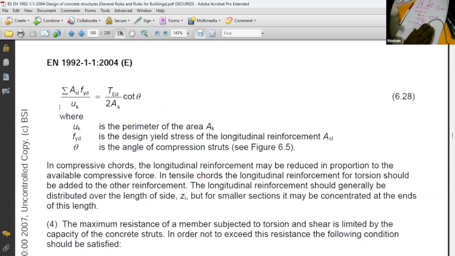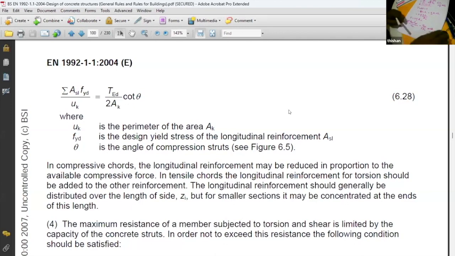for how to find the shear link requirement. But I'm going to show you how to find that. So it gives this equation, which says sigma ASL FYD over UK is equal to TED over 2AK cot theta. So that is the only equation given, 6.28.